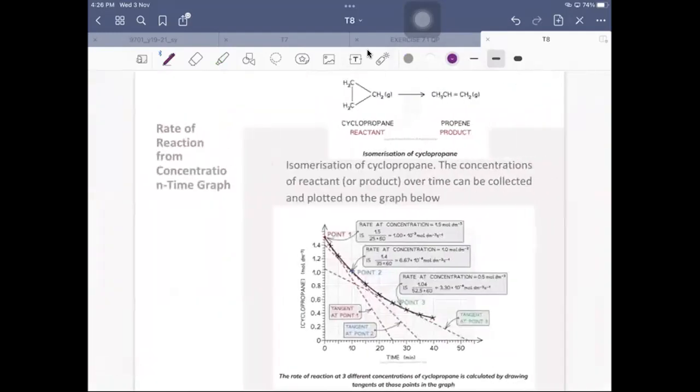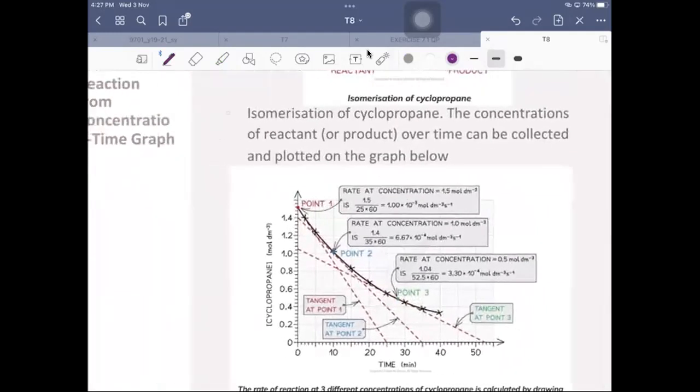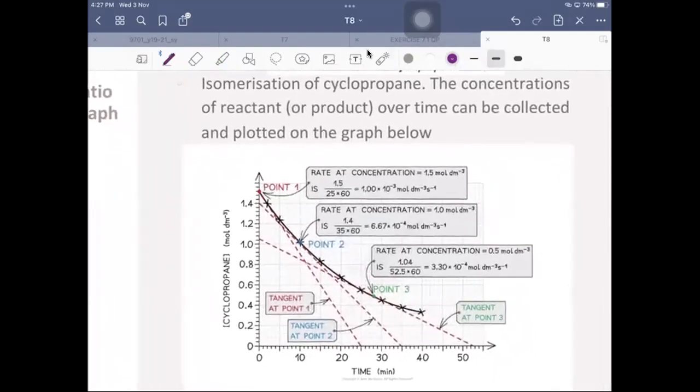This is the rate. This is the graph of concentration against time for the reaction isomerization of cyclopropane. If you want to study or monitor the rate of reaction, you can either plot the concentration of reactants over time or the concentration of products over time. Here they have plotted the concentration of reactants, because you start from something and it decreases over time.